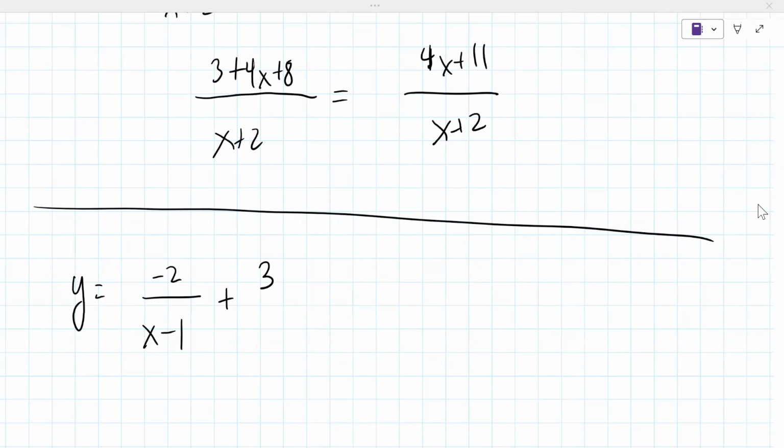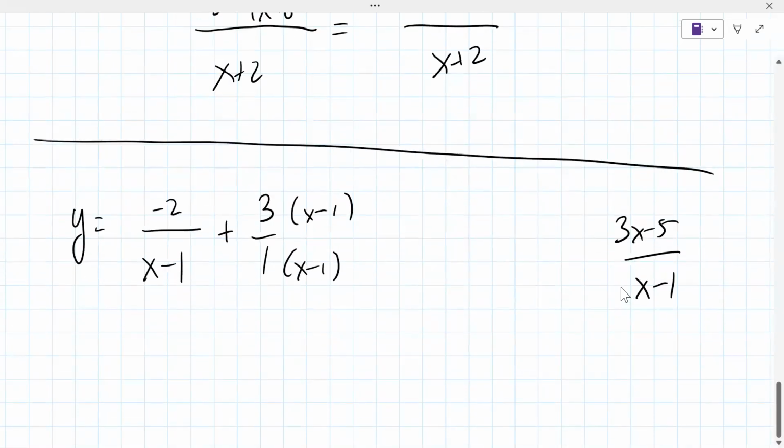Okay, I got 3x minus 5 over x minus 1. Sorry, one more time. 3x minus 5 over x minus 1. Okay. How confident are you in your answer? I'm more confident in this one. That's good. So it ends up being minus 2 plus 3x minus 3. It is 3x minus 5 over x minus 1.